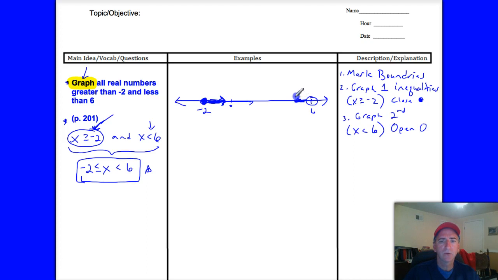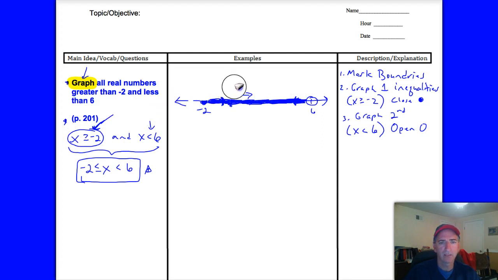Now, since it says the word and, both of these conditions have to be true. So for this graph over here that's going this way, if I pass 6, that doesn't count because it has to also be true of numbers less than 6. So essentially, I have a graph going this way, and I have a graph going this way. So the only numbers that are going to actually be solutions are going to be this area in between the two numbers. Numbers greater than -2, sorry, and less than 6.